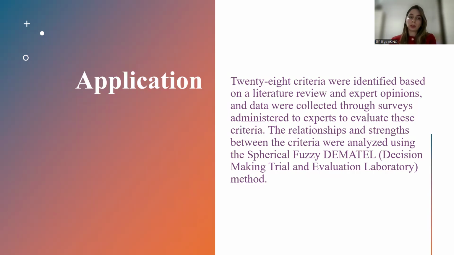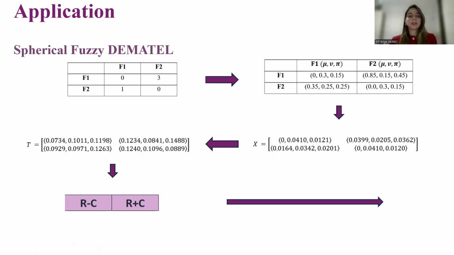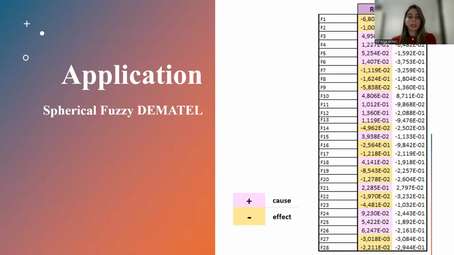Application. 28 criteria were identified based on a literature review and expert opinions, and data were collected through surveys administered to experts to evaluate these criteria. Spherical fuzzy DEMATEL is my application. Firstly, the direct matrix and total relation matrix, and R plus C and R minus C we can see on the next page.